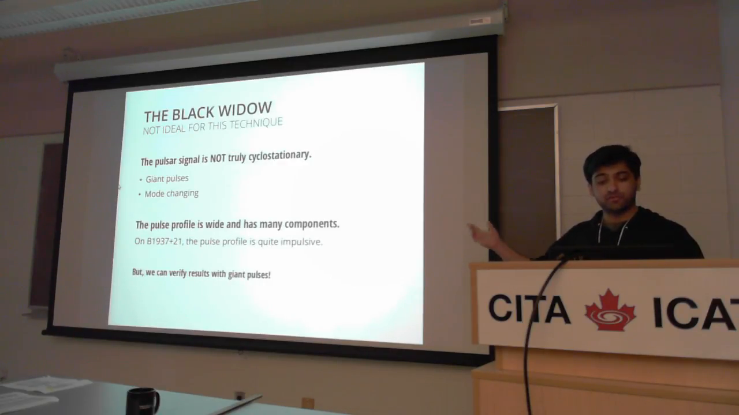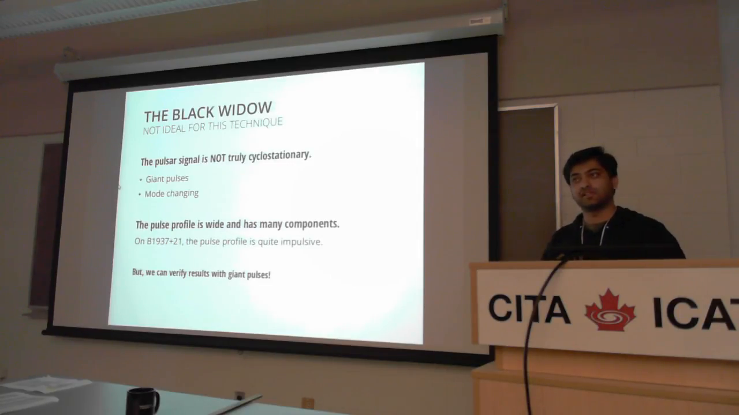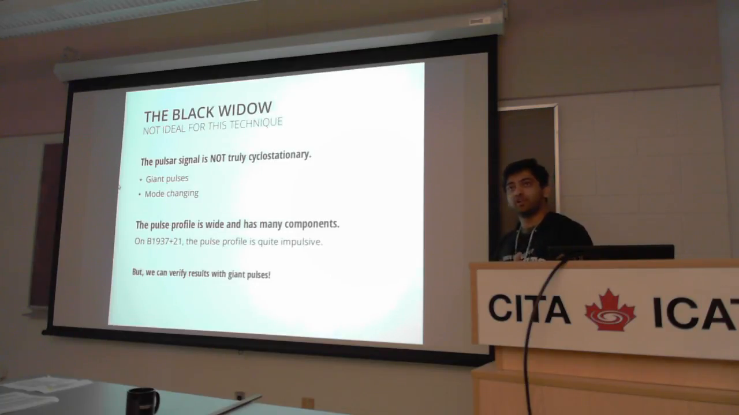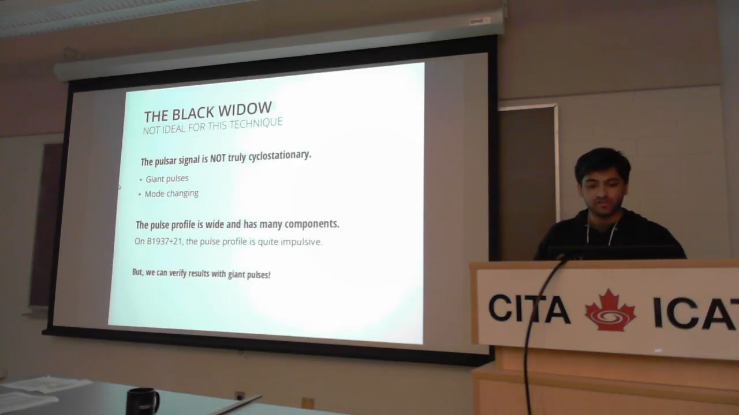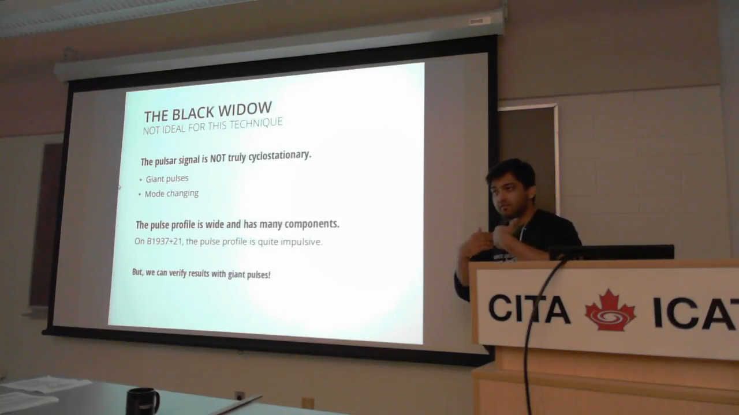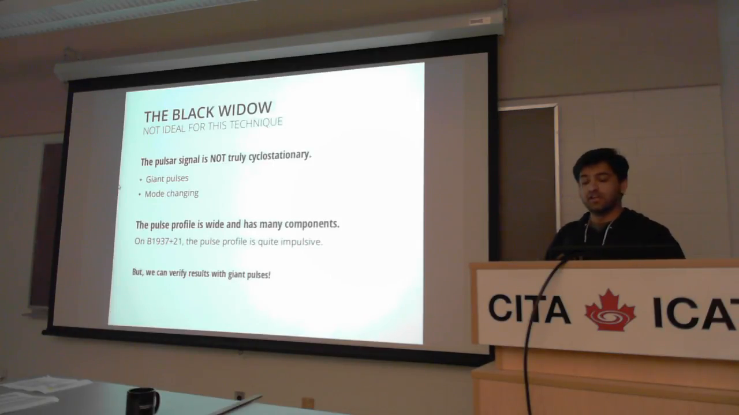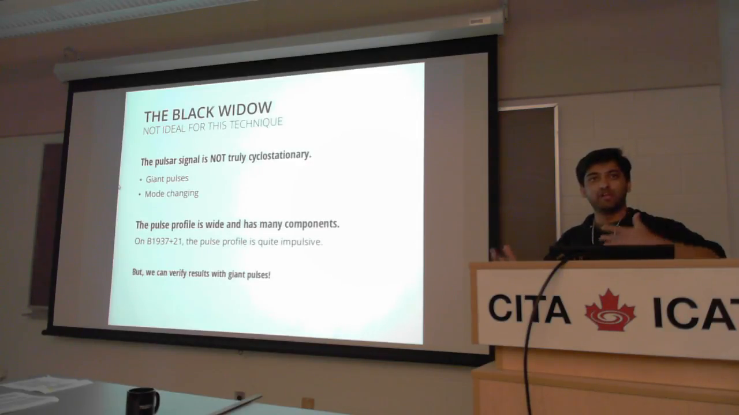The other thing is the pulse profile is wide and has many components. 1937 was really ideal for this technique because the profile is impulsive. The pulse components are thin, and there are just two of them, an interpulse and a main pulse. So because you have just an impulsive pulse profile, it's much easier to use a gradient descent and just discover your impulse response function as a result. But when you have a wide pulse profile, that's much harder because the number of minima you can get stuck in increases by a lot. But we can verify results with giant pulses.